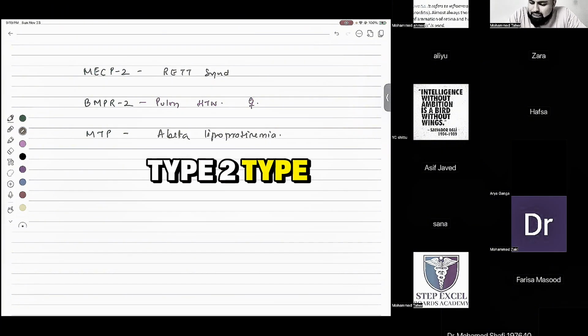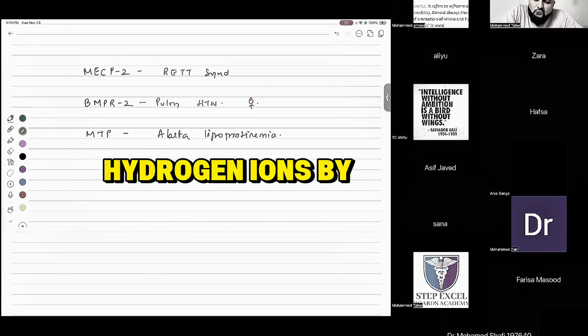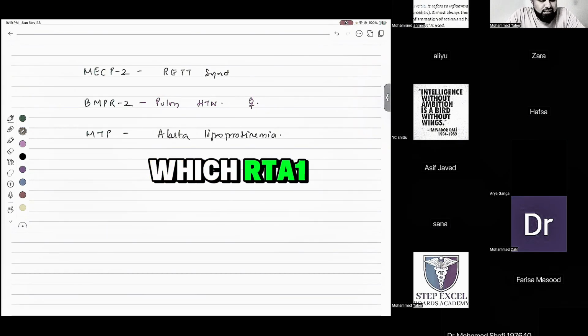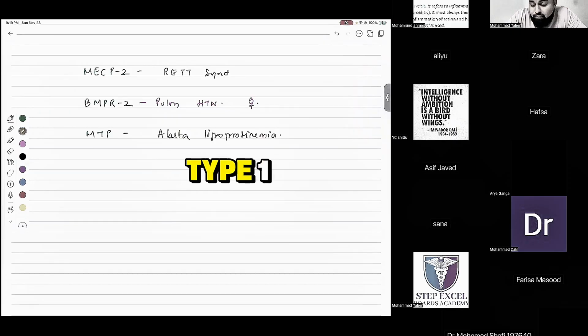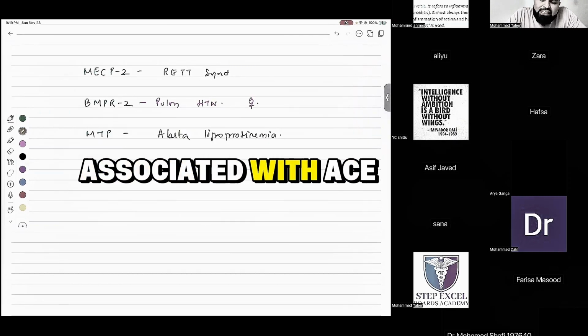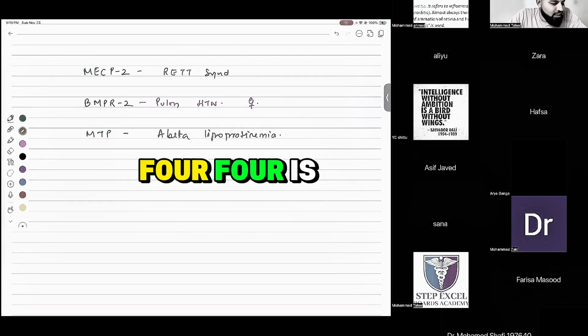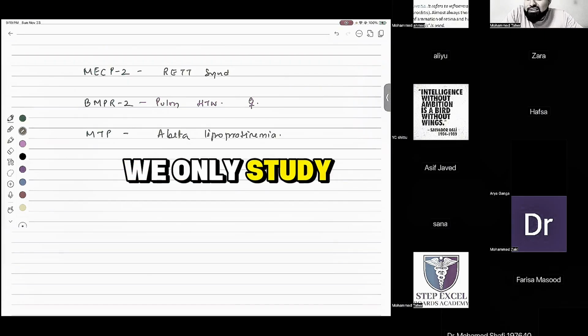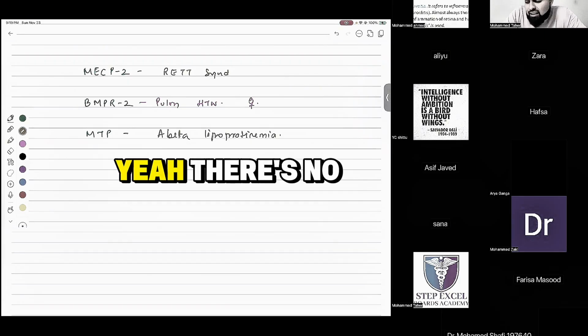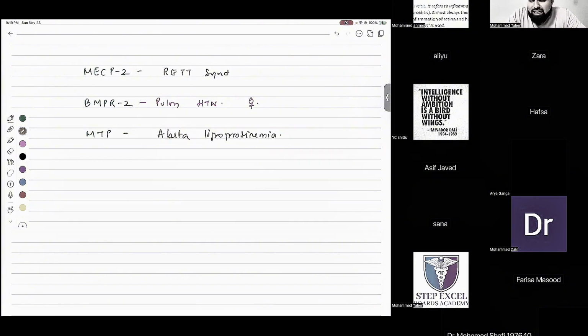Type 2. Right. Inability to secrete hydrogen ions, alpha intercalated cells. Which RTA? Type 1. Which RTA was associated with ACE inhibitors, ARBs? Type 4. Type 4 is hypoaldosteronism. We only studied 1, 2, 4, no 3.